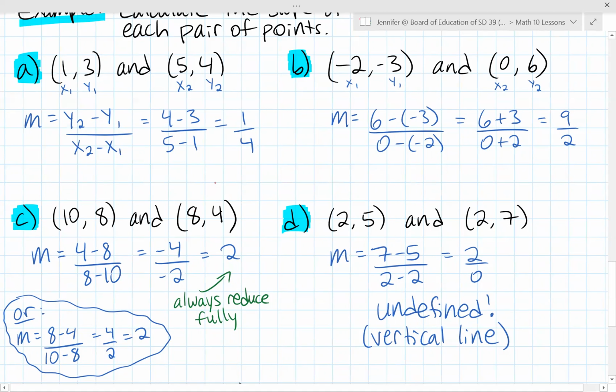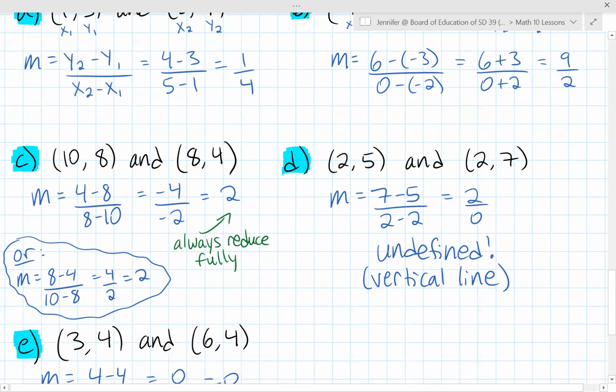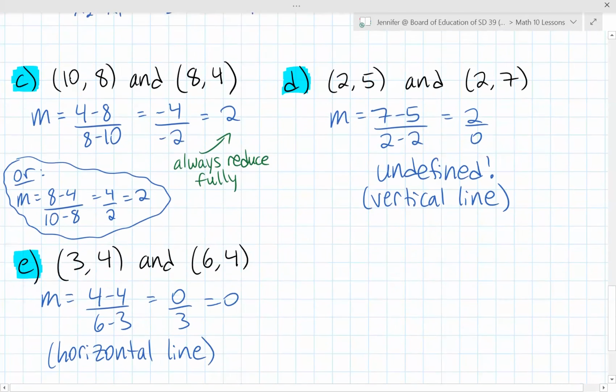Example D, once we plug this into the formula, we get 2 over 0. So this would be considered an undefined slope because it's a vertical line. And if you try to put that in your calculator, you would get an error message. And this is our other special case. Once we put these points into our formula, we get 0 over 3, which just gives us 0. Again, you can check that on your calculator. So we know that this is a horizontal line.